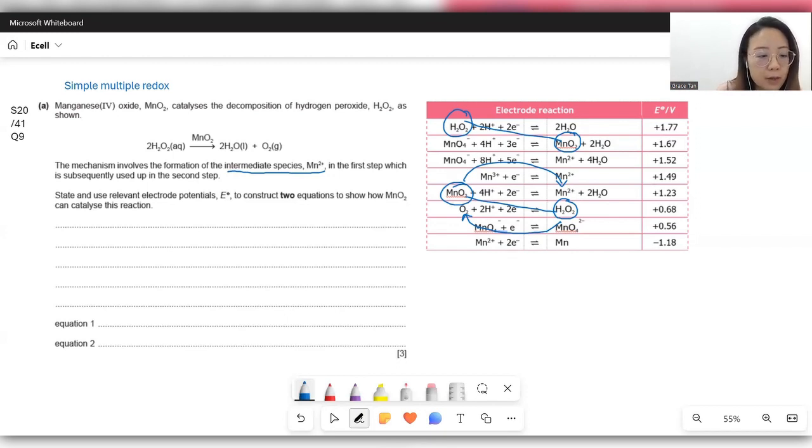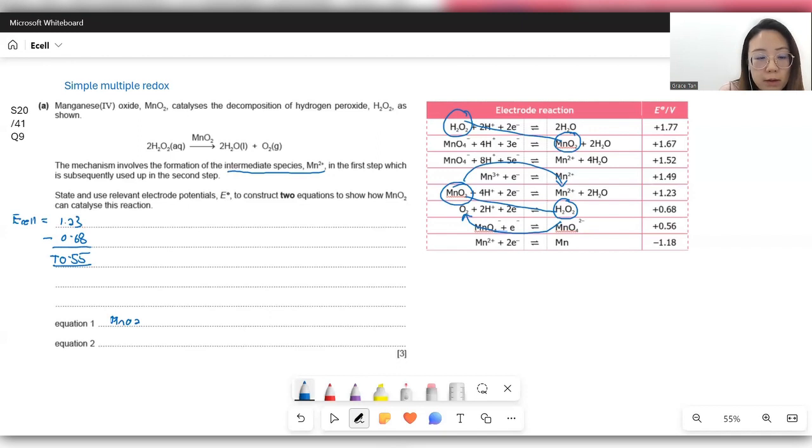All right, so we will construct the equation first. Since it's 2 electrons each, we're going to calculate the Ecell first. The Ecell would be the more positive one, 1.23, minus the less positive. So the Ecell calculated will be positive 0.55. Now we want to construct an equation for the 1.23 and negative 0.68. So the balanced equation would be this.